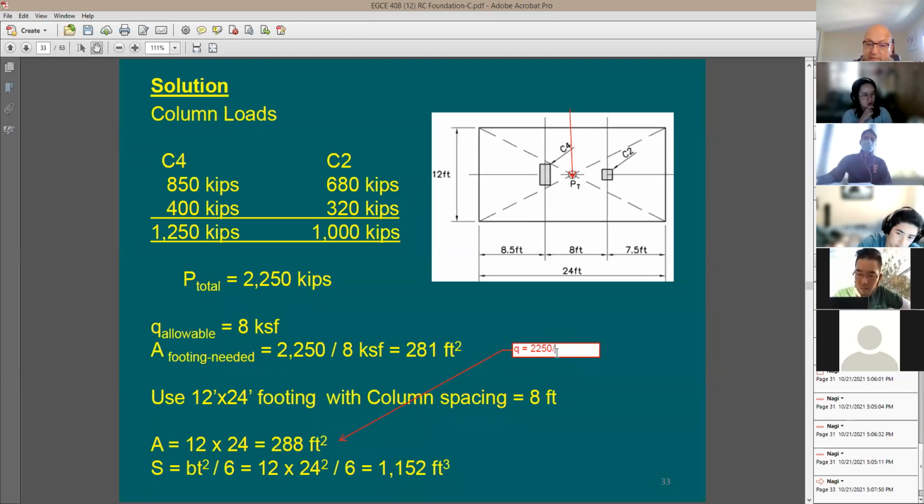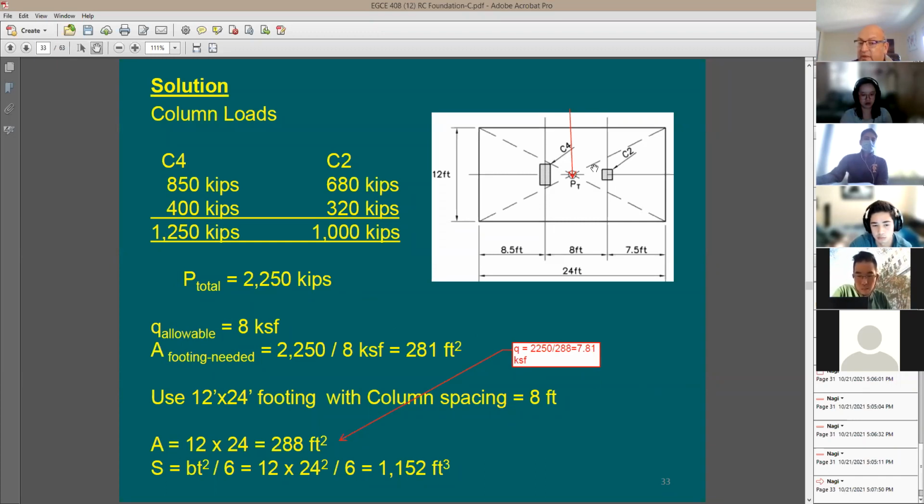Does it make sense now? 2250 should be the total force, right? How much is that in terms of KSF? 7.81. 7.81. All right, good. KSF. Close to 8. So that's not bad.